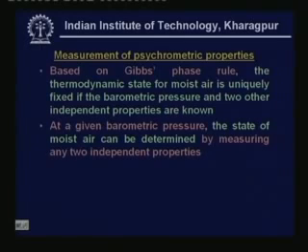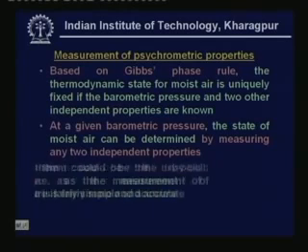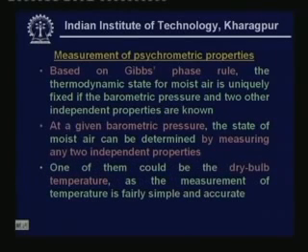Normally the barometric pressure is specified because we know it. So at a given barometric pressure, the state of moist air can be determined by measuring any 2 independent properties. One of them could be the dry bulb temperature, as the measurement of temperature is fairly simple and accurate. So of the 3 independent properties, one is the barometric pressure, which is known to us, so it is easy to fix. The other could be the dry bulb temperature. What is the third property which can be specified and measured easily, so that you can fix the state of air?